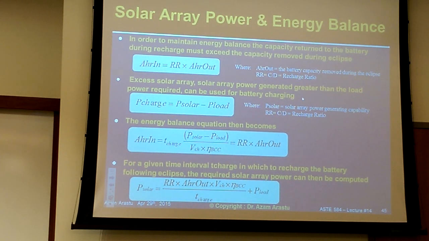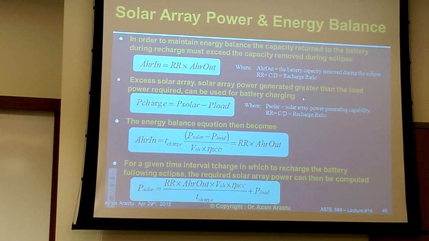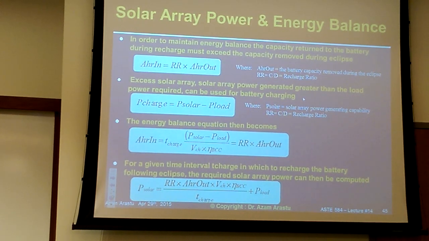As I said, lithium ion has a recharge ratio of 1. It's an efficient battery, almost 100% efficient. Nickel hydrogen is about 1.2, 1.2 to 1.5, somewhere around 1.2.